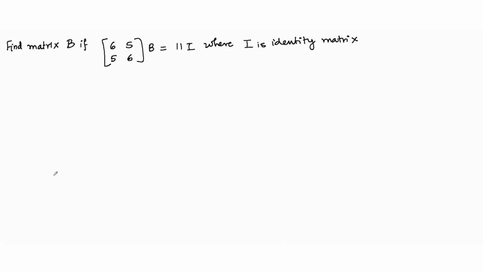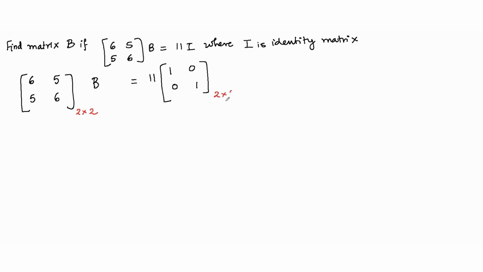Consider the following question. Find the matrix B if this multiplication holds true, where I is the identity matrix. So what it means is, we have 6, 5, 5, 6 getting multiplied by a matrix B, and that has to be equal to 11 times identity matrix is 1, 0, 0, 1. Which means, now I first need to find the order of the matrix B. This is a 2 by 2 matrix and this is also a 2 by 2 matrix. Which means the order of B is going to be 2 by 2.